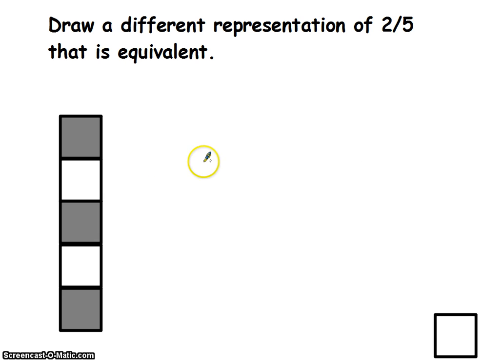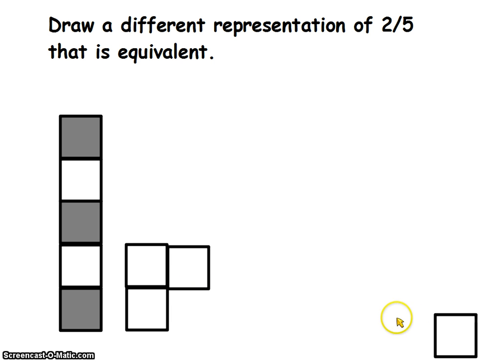Okay, let's look at the next one. Now I'd like you to draw a different representation of 2/5 that is equivalent. Equivalent. Go ahead and pause the video and show me what you have. Okay, how'd you do? So on this one here, you should have drawn little squares that are the same size as the other ones. They do not have to be in the same arrangement, but we do still need to have 5 of them. And we still need to show that 2/5 of them are white like this.